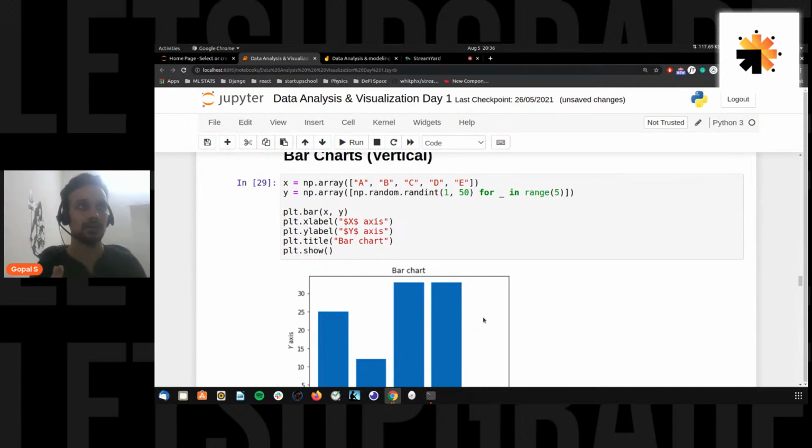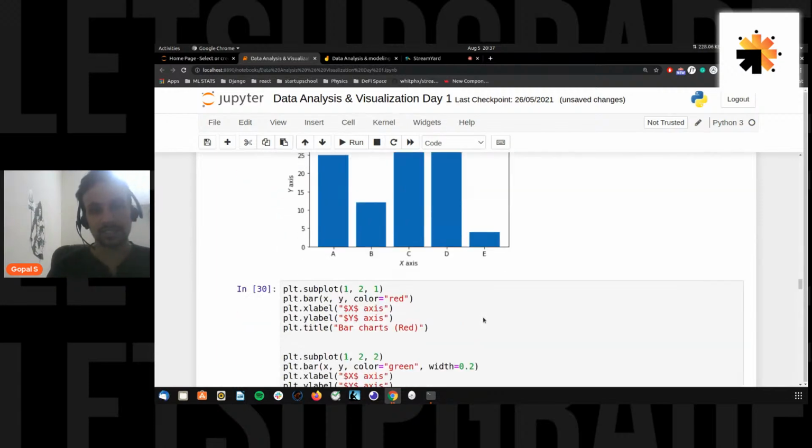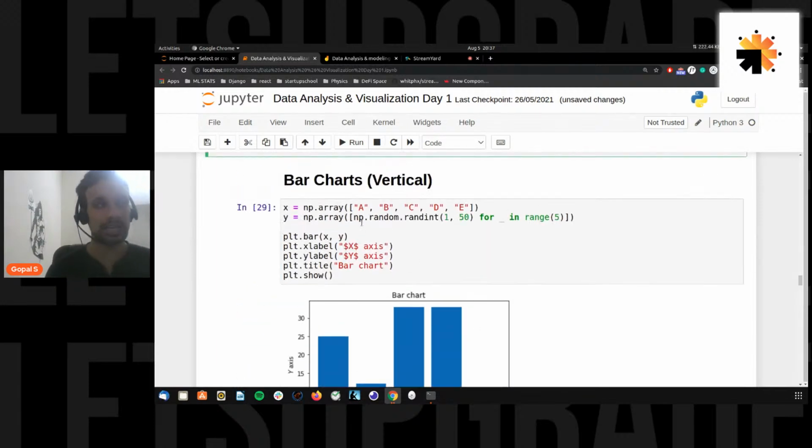Whenever you have a numerical representation of data, and of course categories, just remember, guys, for categorical values when you are dealing with bar charts, the number of categories should be somewhat limited.